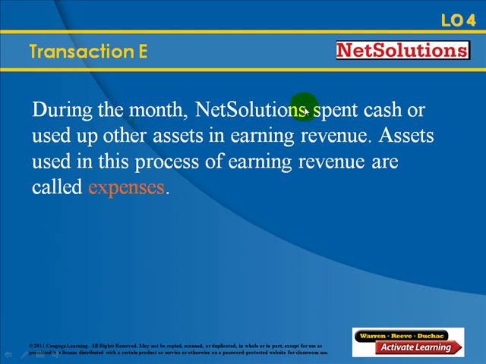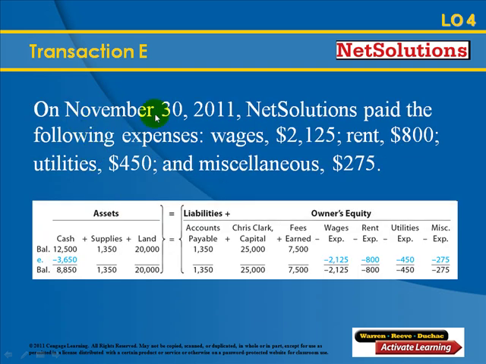Now, during the month, Net Solutions spent cash or used up other assets in earning revenue. Assets used in this process of earning revenue are called expenses. Now, on November 30th, Net Solutions paid the following expenses: wages, rent, utilities, and miscellaneous expenses. Together, these expenses cost $3,650, so we're going to take that amount out of cash, leaving us with a balance of $8,850. And we're going to record the wages, rent, utilities, and miscellaneous expense as a negative against the owner's equity. These are considered to be equity accounts, but they have an opposite effect.